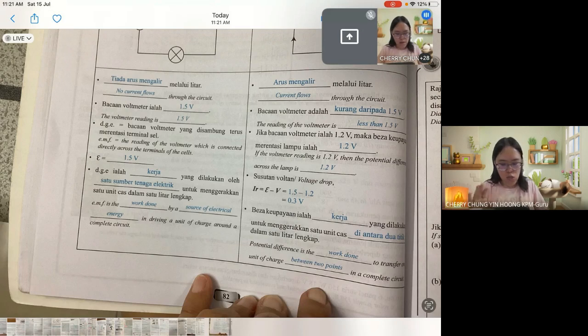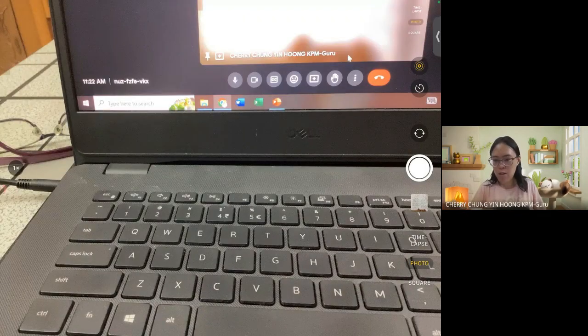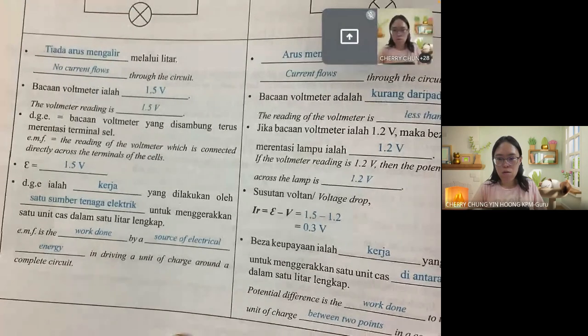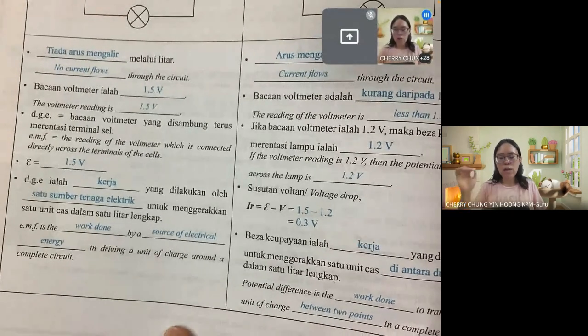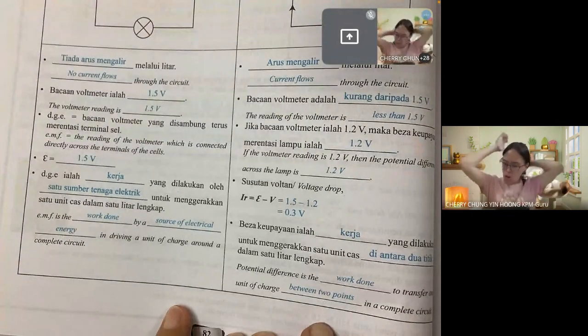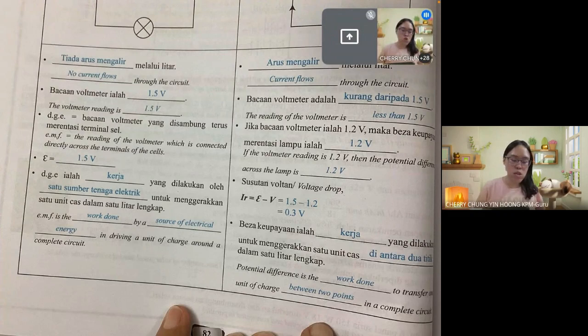In the notes, let's look at the open circuit first. In an open circuit, there is no current flow through the circuit. So the voltmeter reading will be 1.5 volt, because there is only a battery. So your EMF is 1.5 volt.